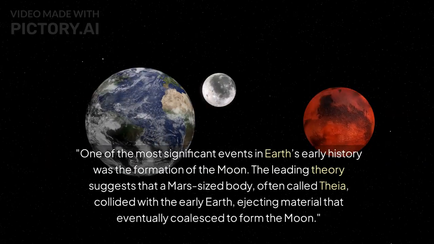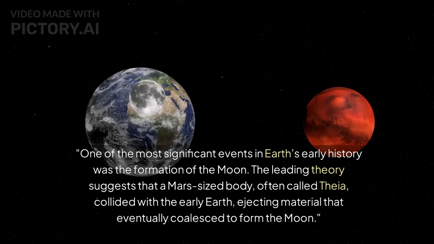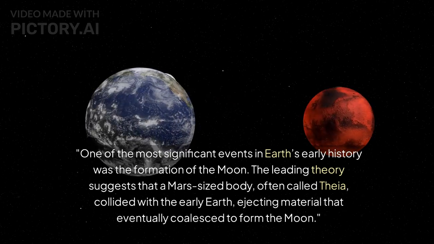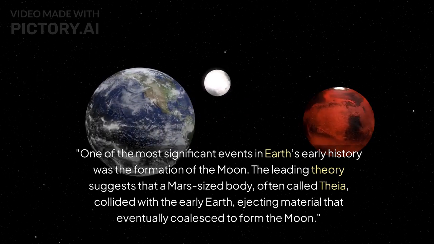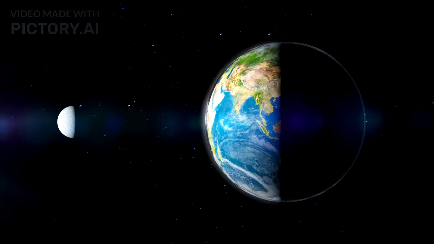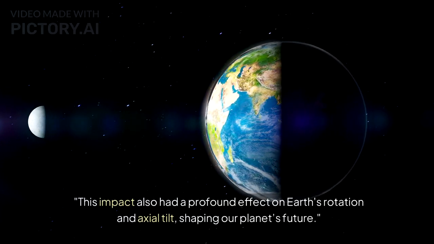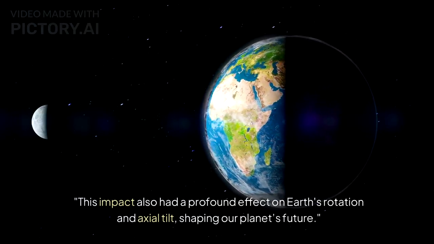Narrator: one of the most significant events in Earth's early history was the formation of the Moon. The leading theory suggests that a Mars-sized body, often called Theia, collided with the early Earth, ejecting material that eventually coalesced to form the Moon. Visual: the Moon orbiting Earth and the resulting changes in Earth's rotation and axial tilt. Narrator: this impact also had a profound effect on Earth's rotation and axial tilt, shaping our planet's future.